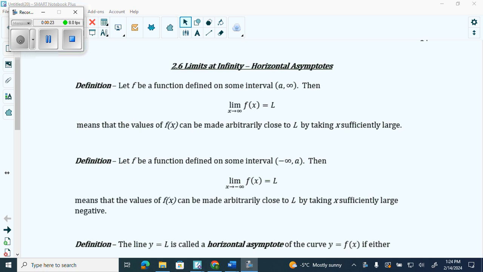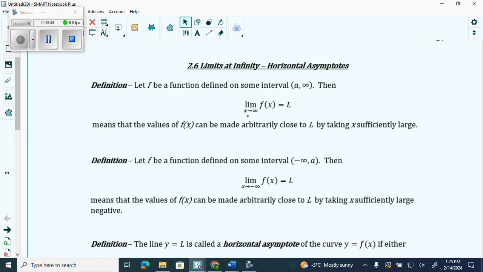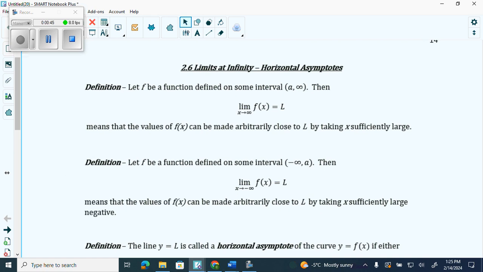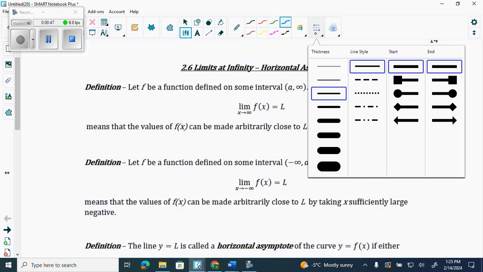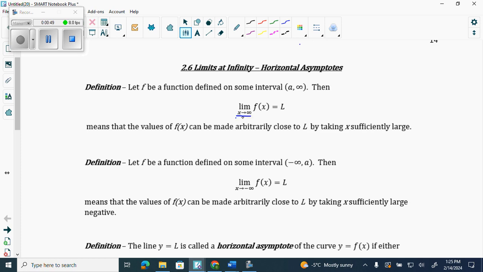That's interval notation. The limit as x approaches infinity of f of x equals L means that the values of f of x can be made arbitrarily close to L by taking x sufficiently large. So if you want to find out what L is, you could take your function and plug in hecka large x values. I keep using hecka, it's my new thing. I made it up. Hecka large.